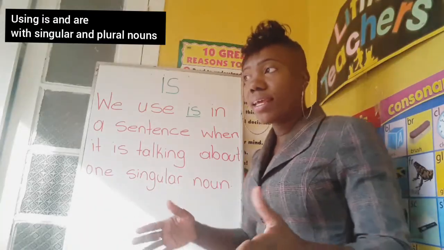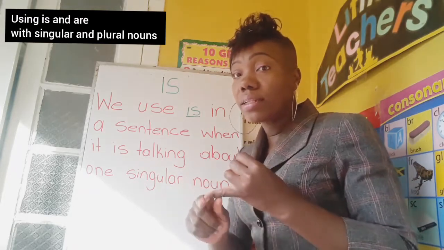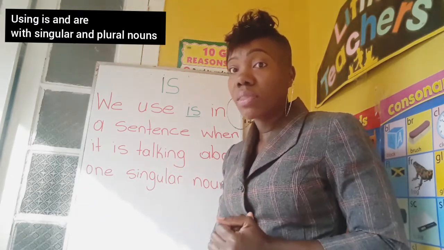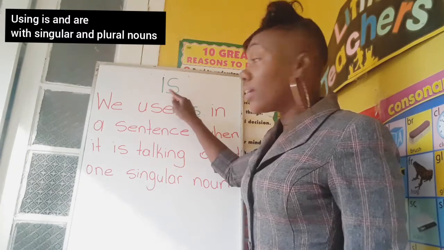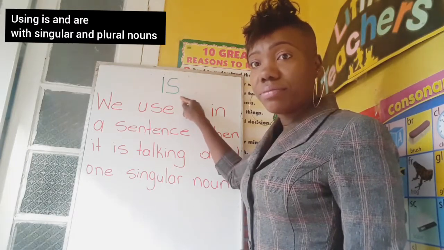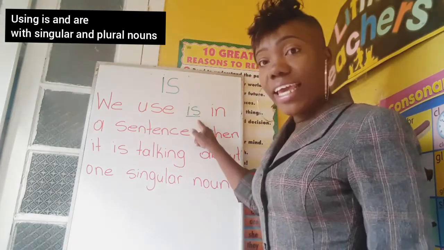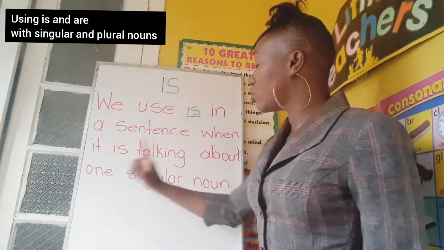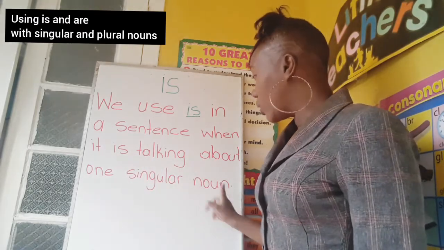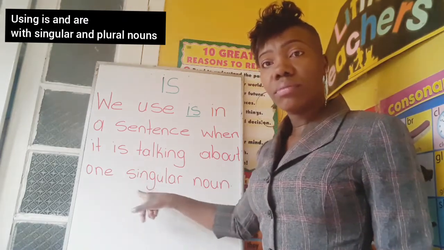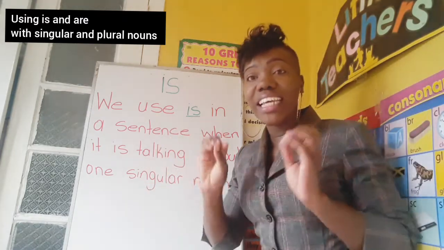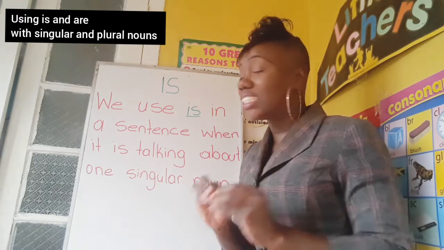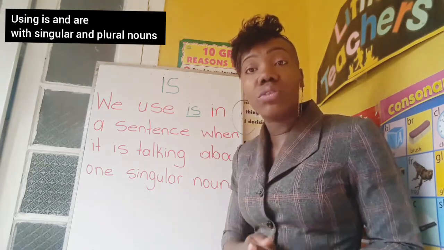Alright, boys and girls, remember, take out your pencils and your books and take notes. You're going to get these in grade 1. And we're talking about is. We use is in a sentence when it is talking about one singular noun. And singular means one. So remember we did singular nouns. So we're going to use singular nouns and make sentences with the word is. Because that is when you use the word is.